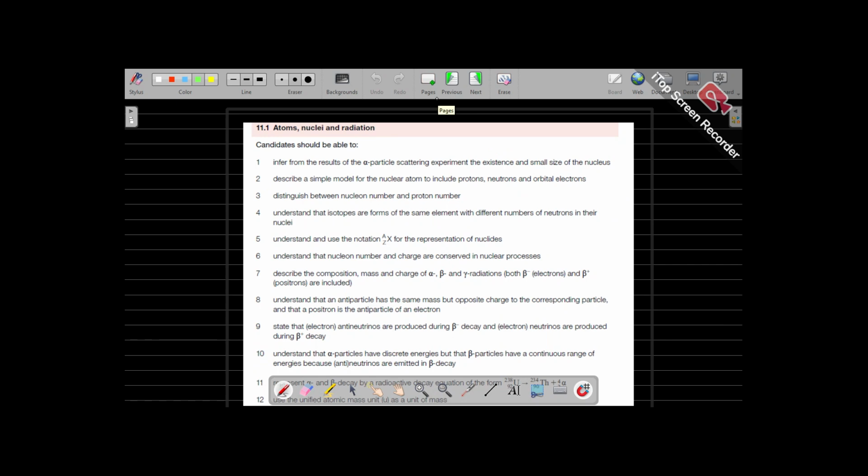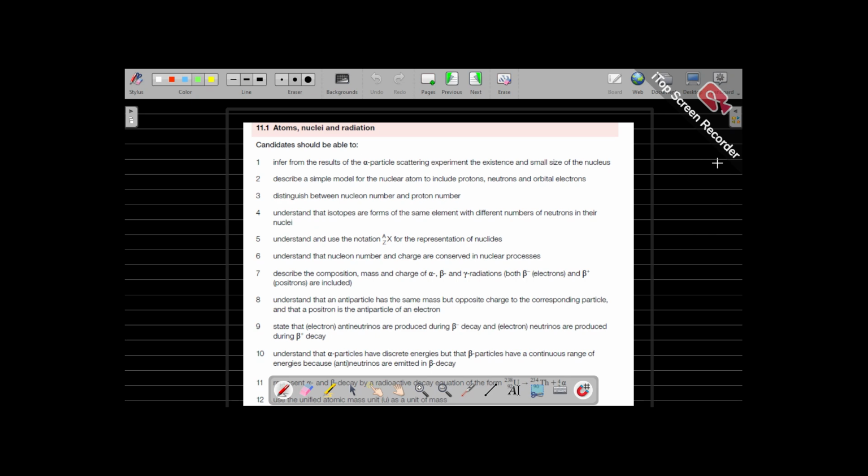Then the next objective says describe a simple model for the nuclear atom to include protons, neutrons, and orbital electrons. That is the easiest, that we already know that in an atom we have the central part, that is the nucleus, where protons and neutrons reside, and these we collectively call nucleons, and we have electrons which are orbiting the atom. Then you have to distinguish between nucleon number and proton number.